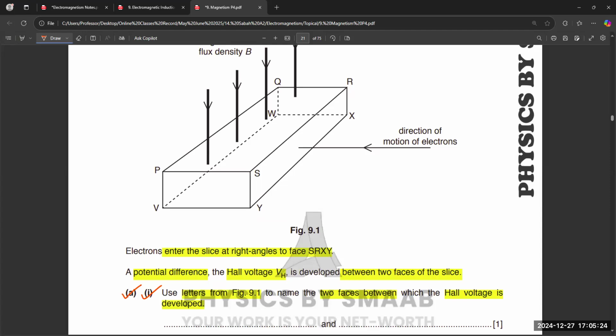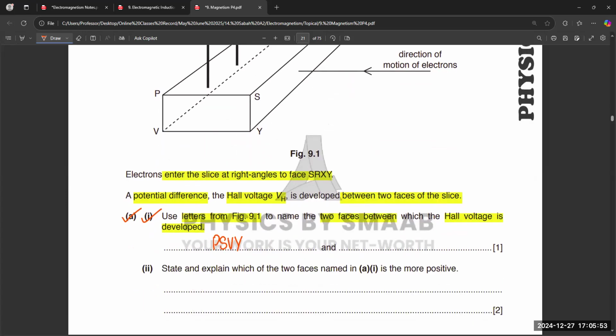Would PSVY be one of them? Okay, PSVY. Am I right? Correct. And then, logically, it should be the one opposite to it. Opposite, so QWRX. Correct.